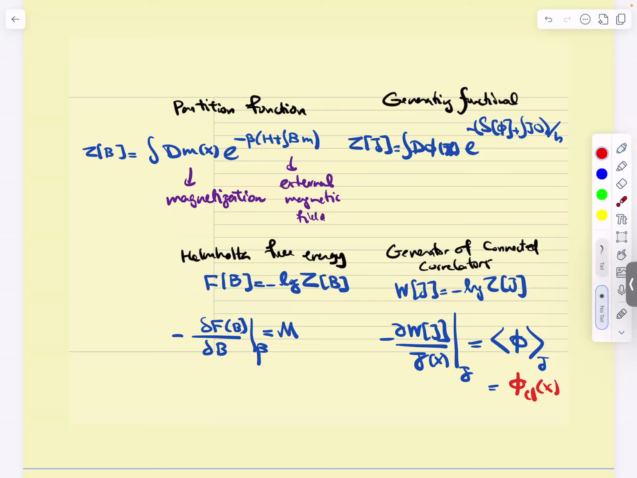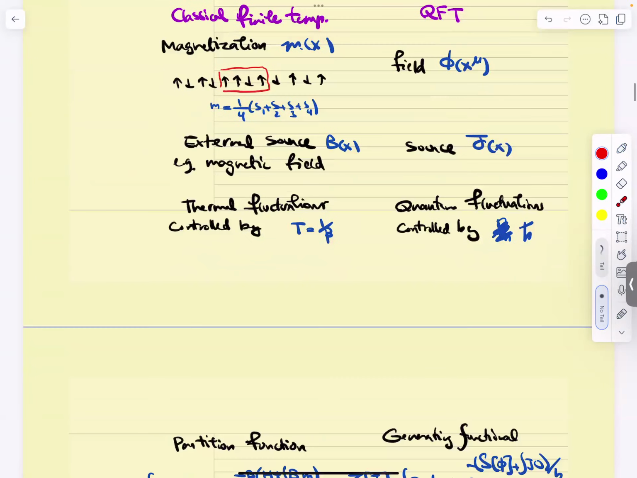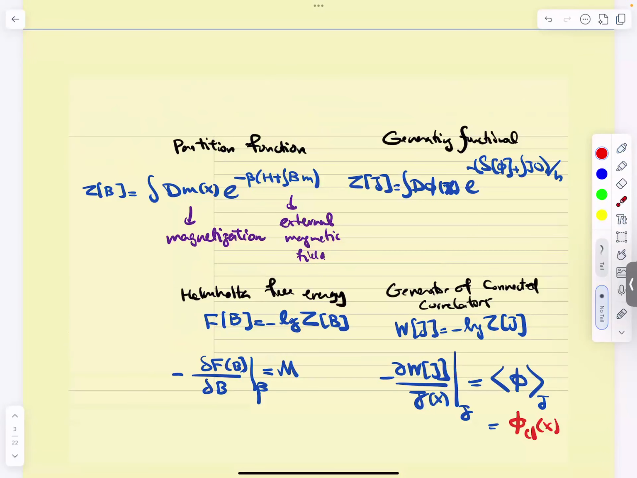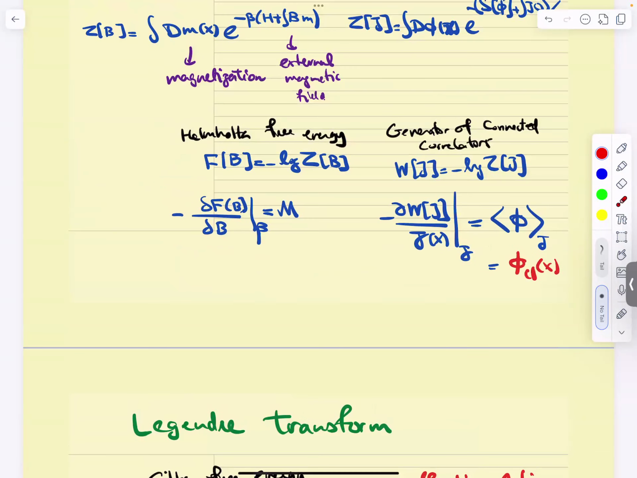Now, beta controls the size of the fluctuations, right? 1 over h bar controls the size of the fluctuations. So beta is to be compared with 1 over h bar. H bar is to be compared to 1 over beta. What happens when beta is very, very small? When beta is very, very small, we're at high temperatures. What happens? All right, think about that.